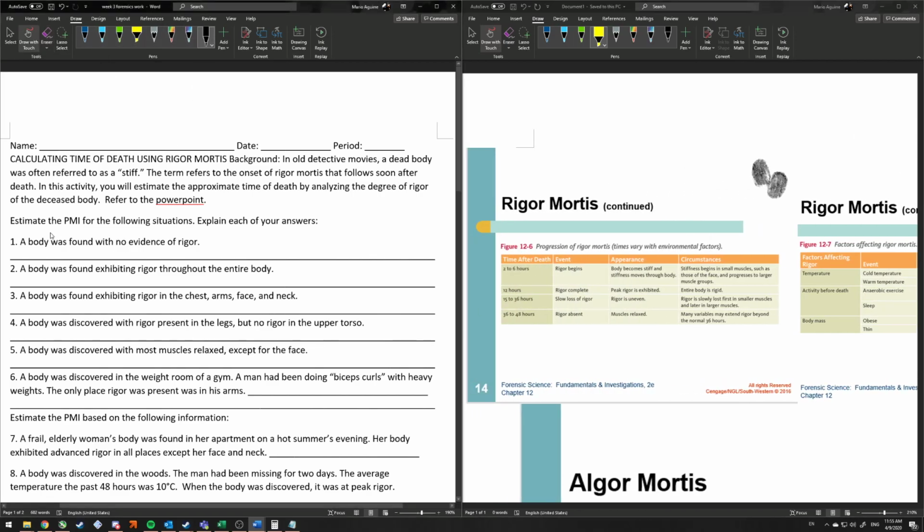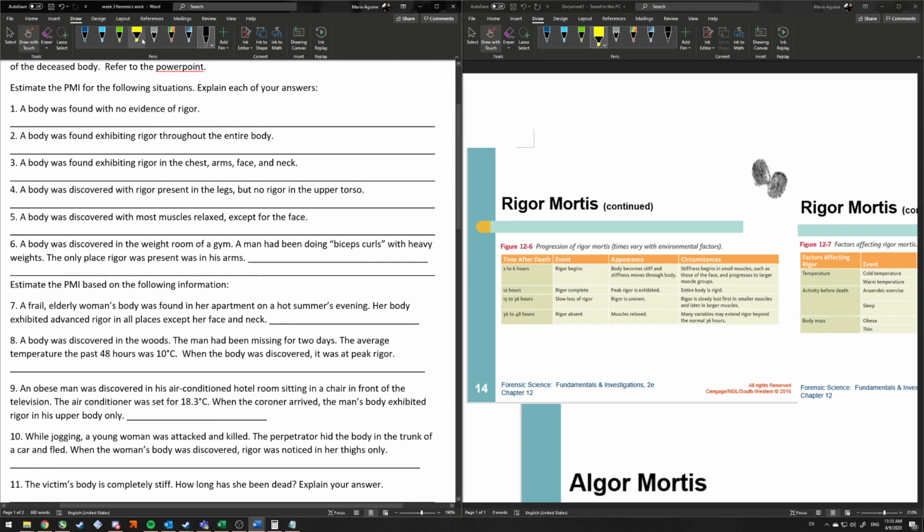Now, let's look at this very first one. It says a body was found with no evidence of rigor. So this means two things. One, rigor begins after 2 hours. So after somebody dies, after 2 hours, that's when rigor starts. So either this person just died, or after 36 hours, there's no rigor. Rigor is absent. So one of two things happened: either number one, they just died, or number two, they've been dead for 2 days.